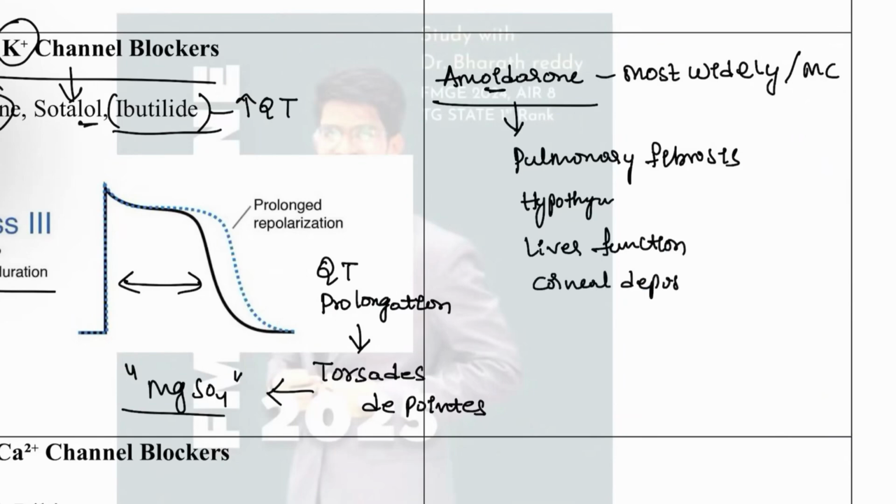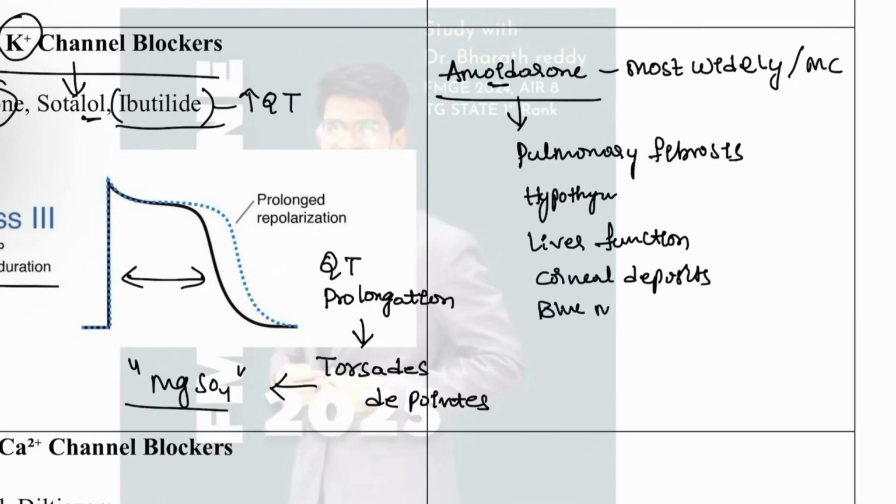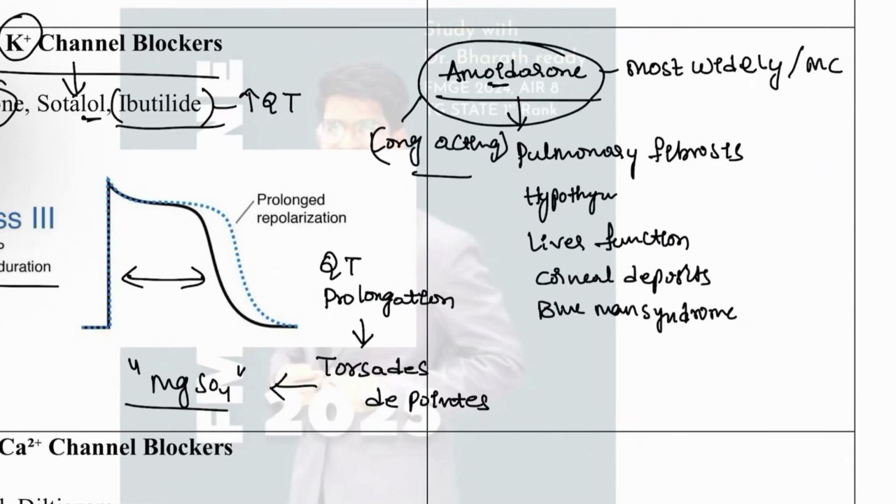And in these patients, a common syndrome we see in dermatology is blue man syndrome. Blue man syndrome is also seen in those who are taking amiodarone. Why do we prefer amiodarone? This is actually a long-acting drug. The long-acting drug we give as an anti-arrhythmic can suppress arrhythmia for the long term. That's why even in the follow-up of these patients we write amiodarone as a drug. So these are the side effects we see with amiodarone.